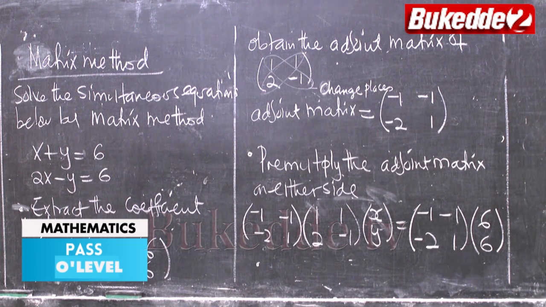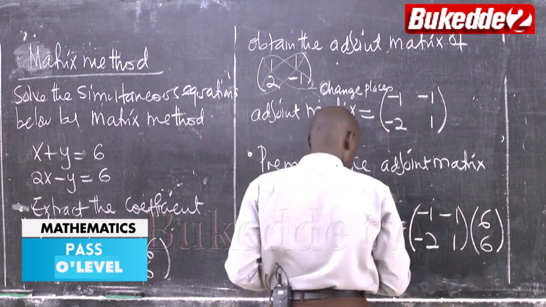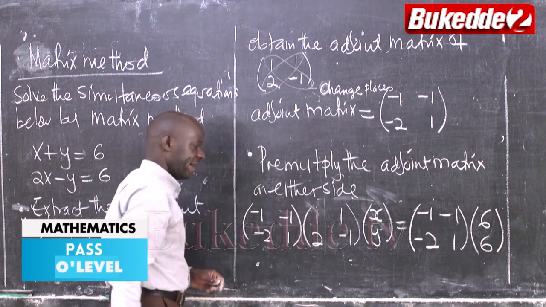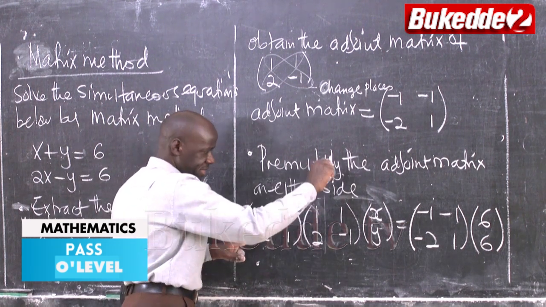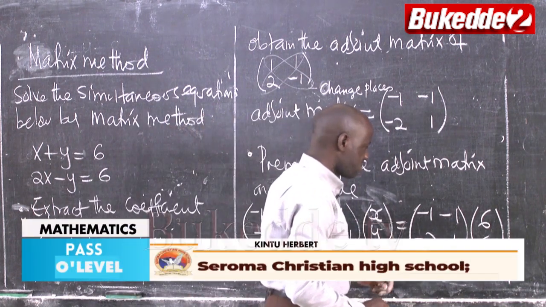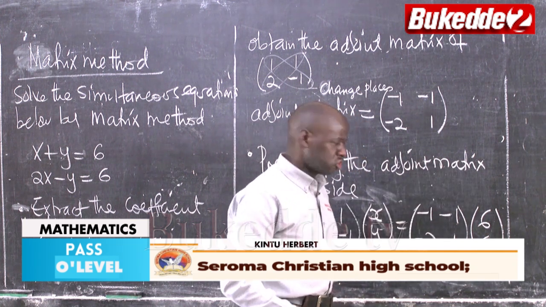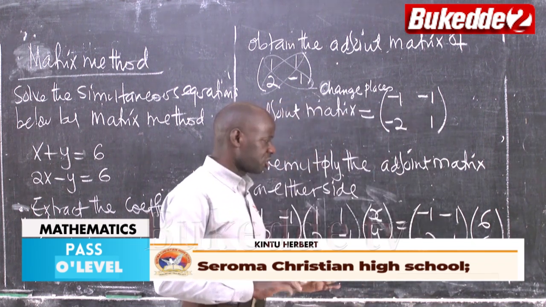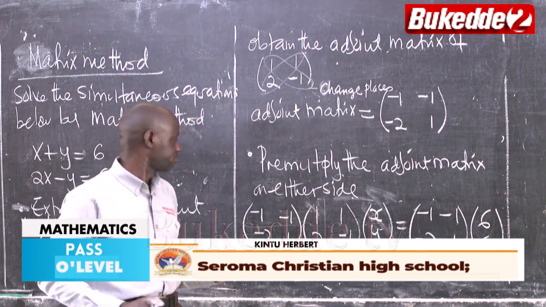Now, to multiply a matrix, please realize that we are multiplying a row with a column. Row with a column. Row with a column. But the number of columns in the first matrix should be equal to the number of rows in the second matrix. If that's not true, then there is no compatibility and you cannot do the multiplication.